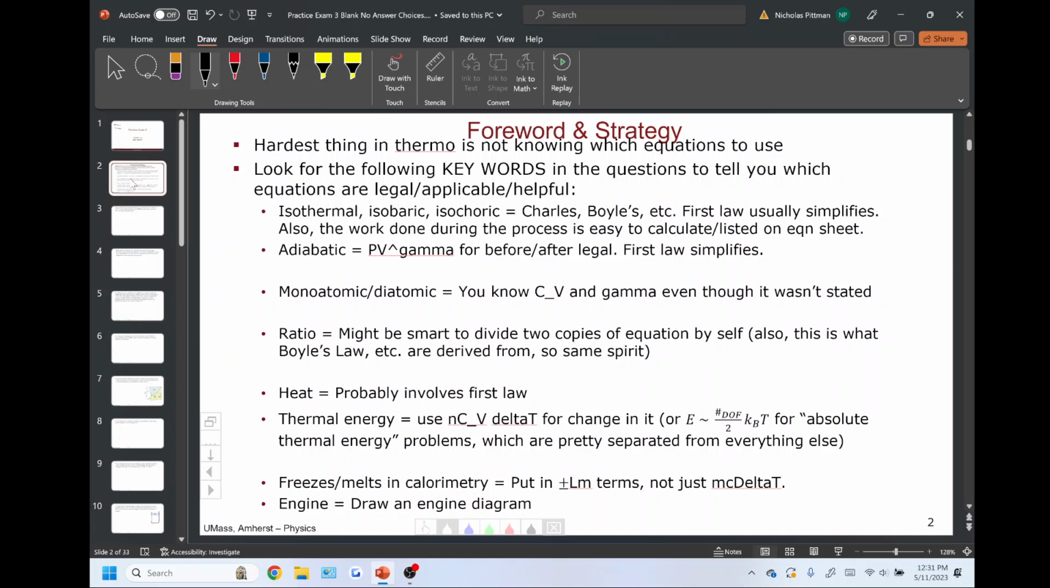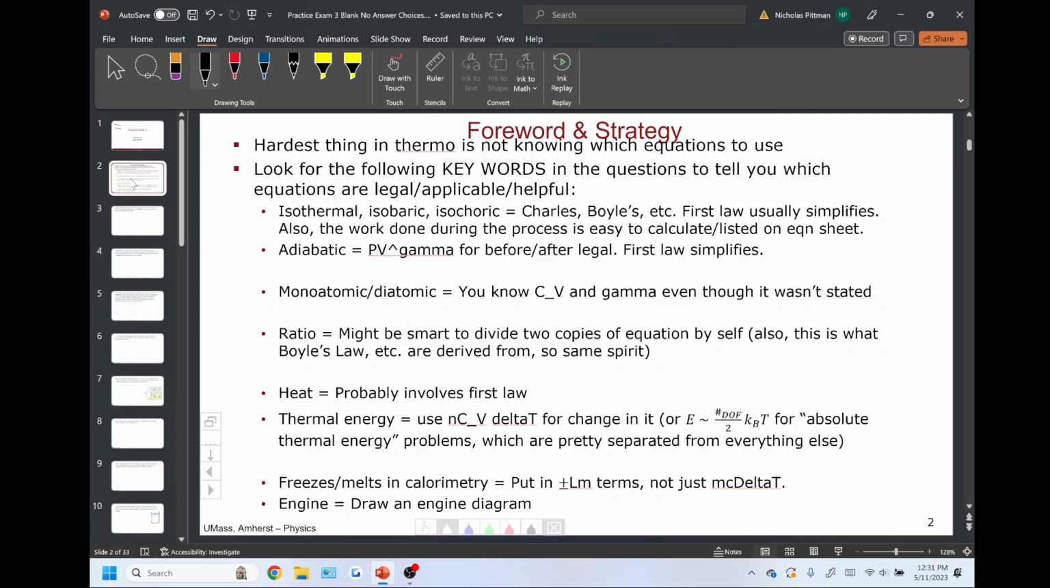If something is freezing or melting potentially in calorimetry, you want to put in the plus or minus latent heat times mass terms, not just the MC delta T terms. It doesn't really complicate the problem that much, but you just need to remember to put them in with the appropriate sign, which I list in the equation sheet.